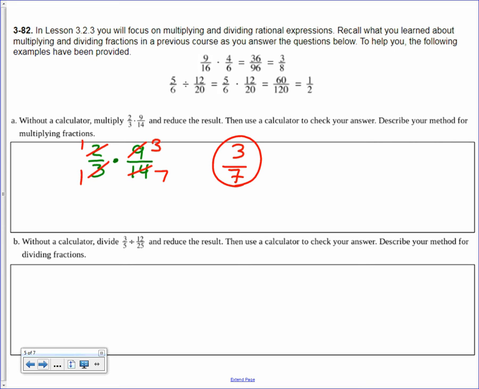For the division problem, make sure to keep change flip. So 3/5 times 25 over 12. So again, I'm going to reduce first. 3 goes into 12 4 times. 5 goes into 25 5 times. So I get 5/4 or 1 1/4.